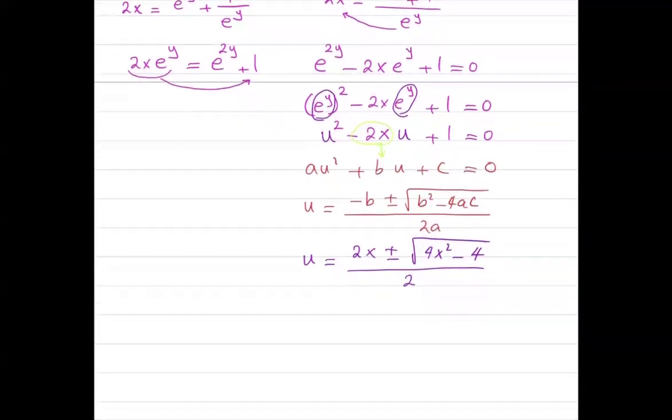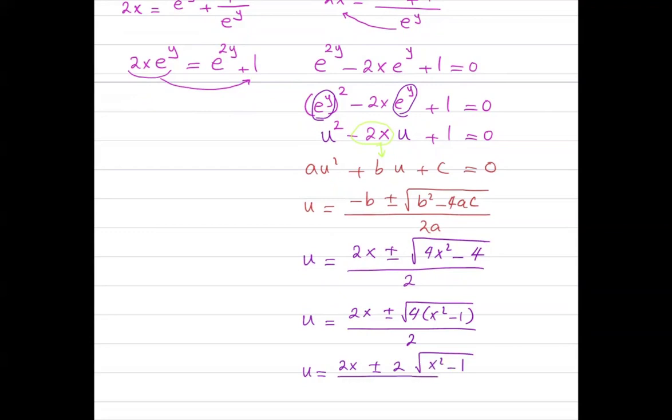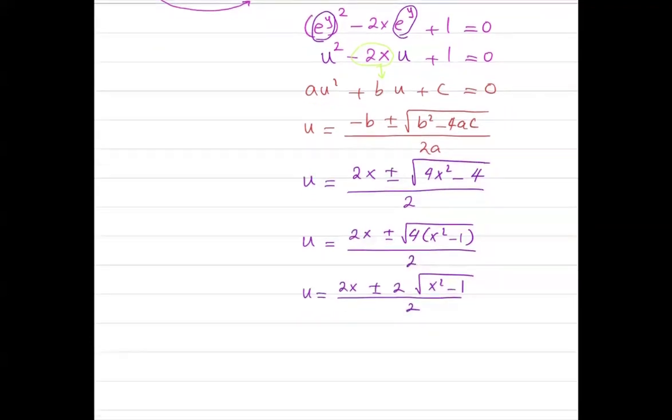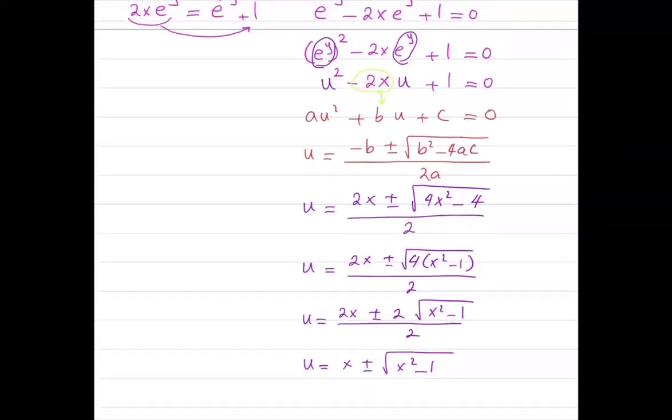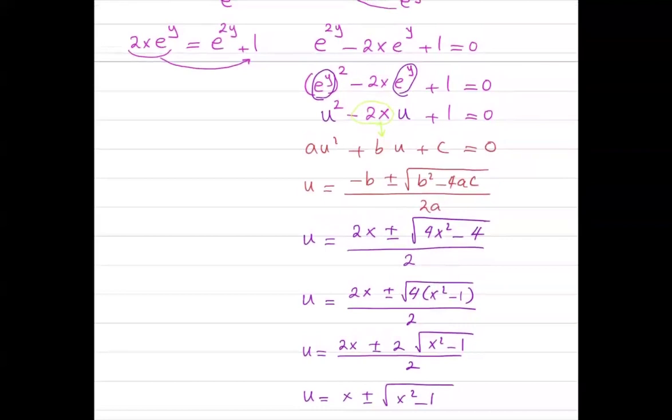Now let us simplify this as much as we can. u is equal to 2x plus minus square root of 4 times x squared minus 1. I factor out 4 and divide it by 2. So my u is equal to 2x plus minus 2 square root of x squared minus 1 divided by 2. So now if I just cancel out 2, u becomes x plus minus square root of x squared minus 1. Since e to power y is a positive function, I'm going to just work with the positive sign.